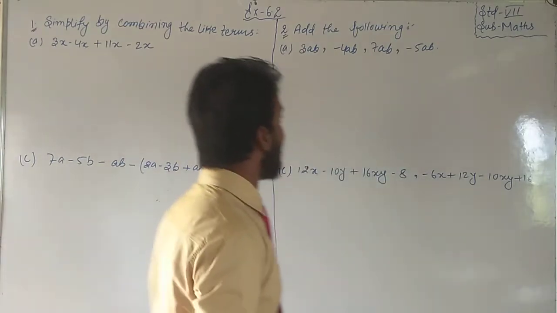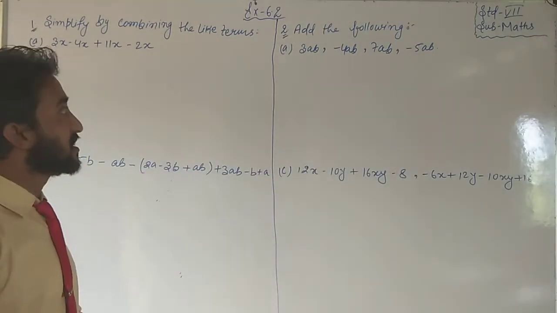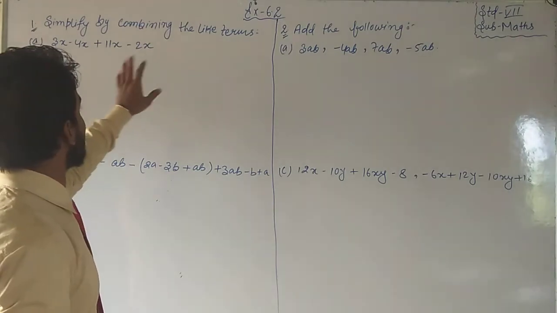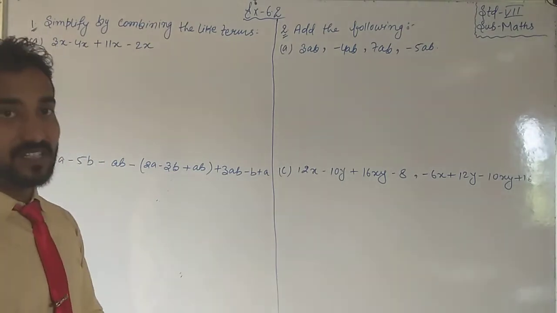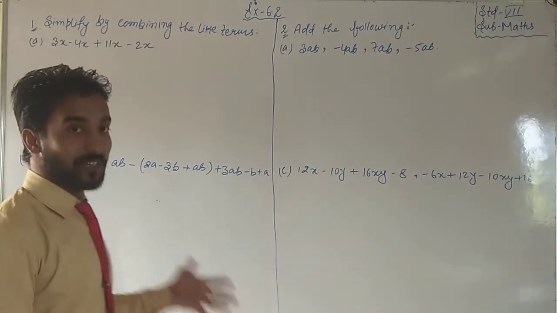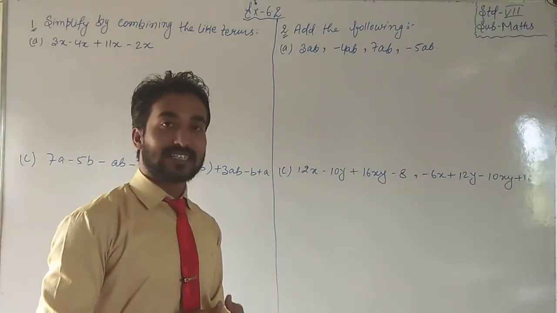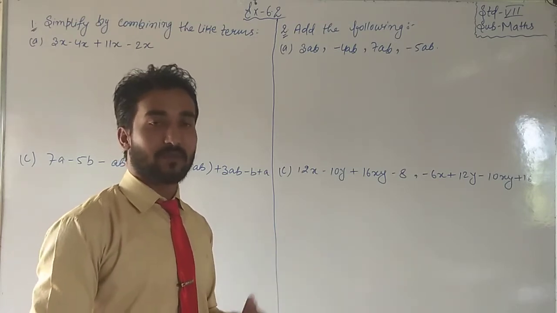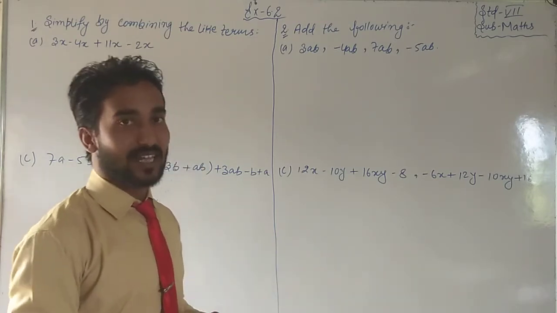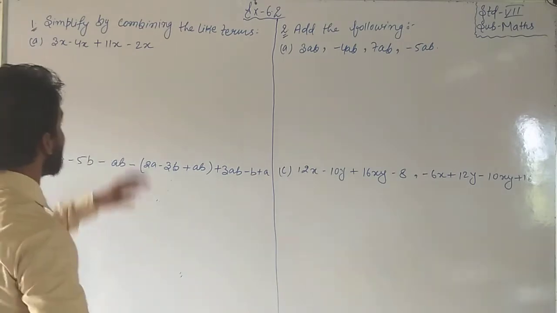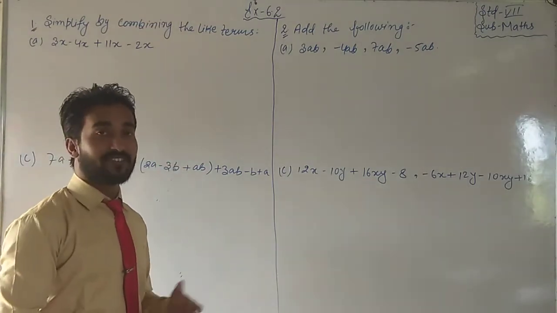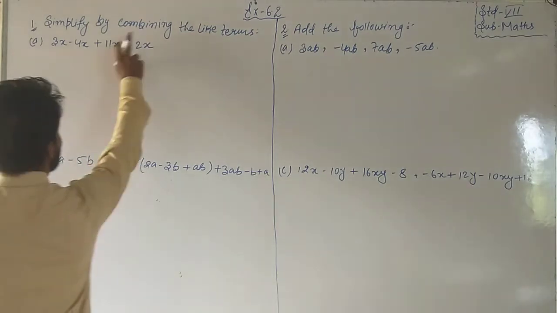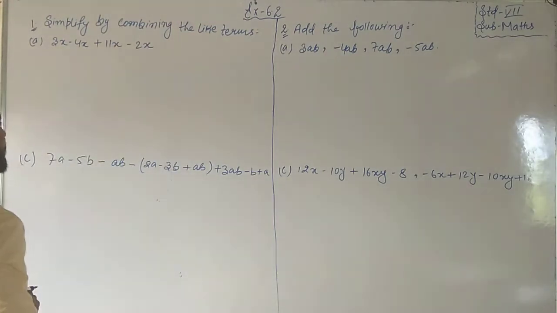See, students, I think everything is visible in front of you on the board. Simplify by combining the like terms. Students, I hope that in previous chapters we already discussed like terms and unlike terms. So I think you should not have difficulty identifying the like terms. How do you simplify?